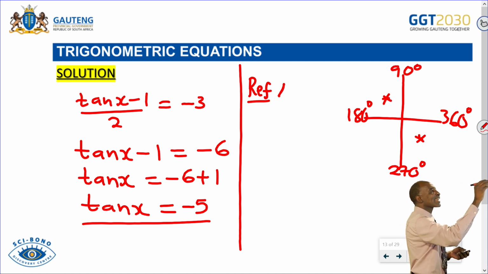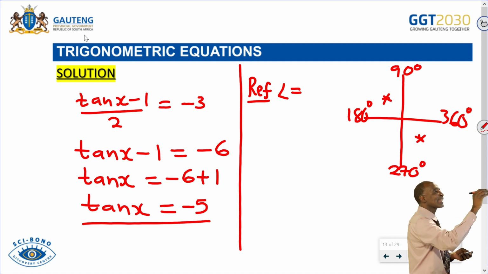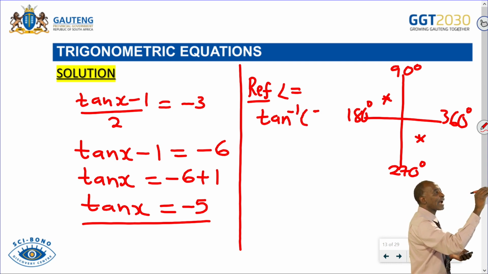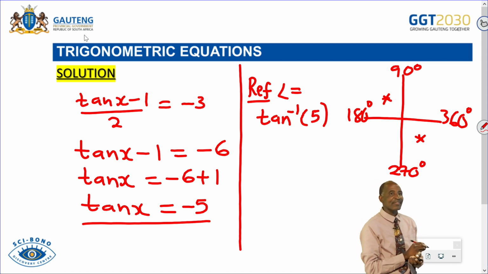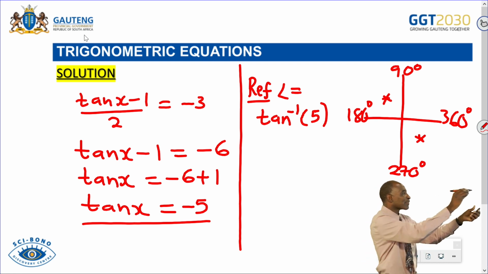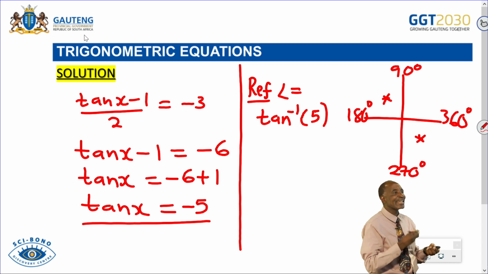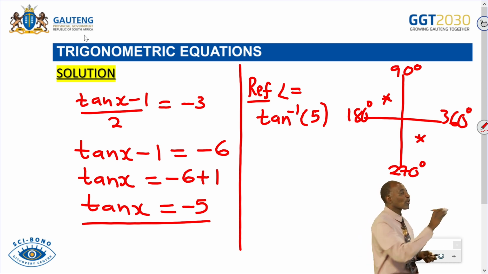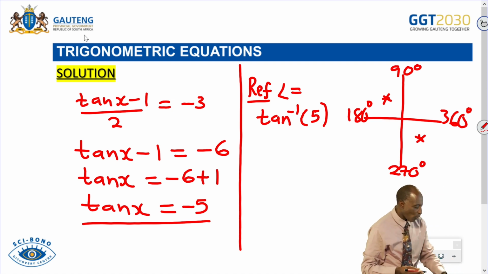So our reference angle is equal to a positive angle. So you say arctan, the inverse of tan, then you introduce your 5. You leave out your negative if you are finding the reference angle. There are two ways of answering these questions, but I prefer the reference angle so that you understand how we use the reference angle to generate the answers. So in this case, what is our arctan of 5?